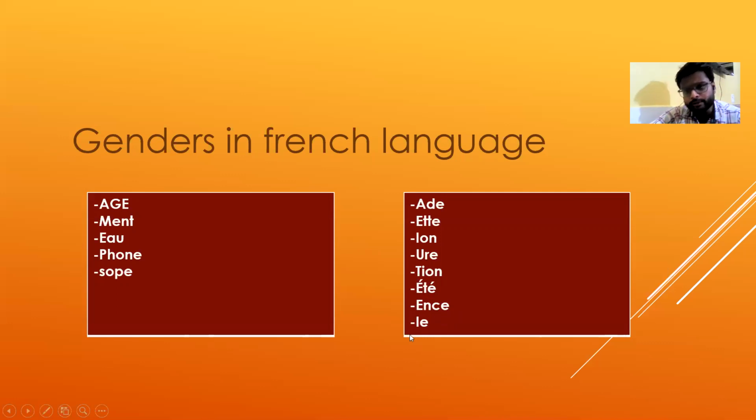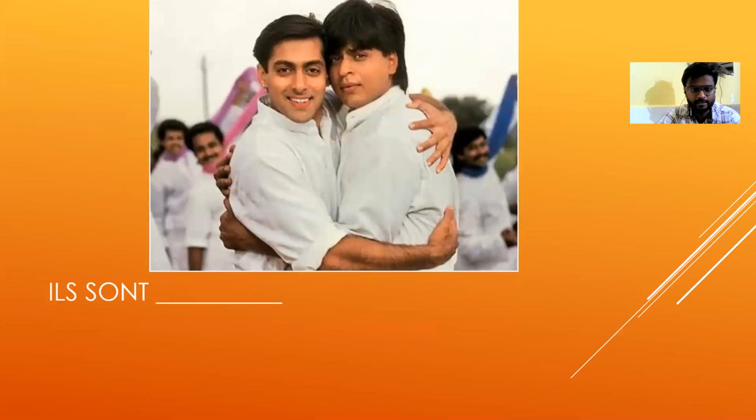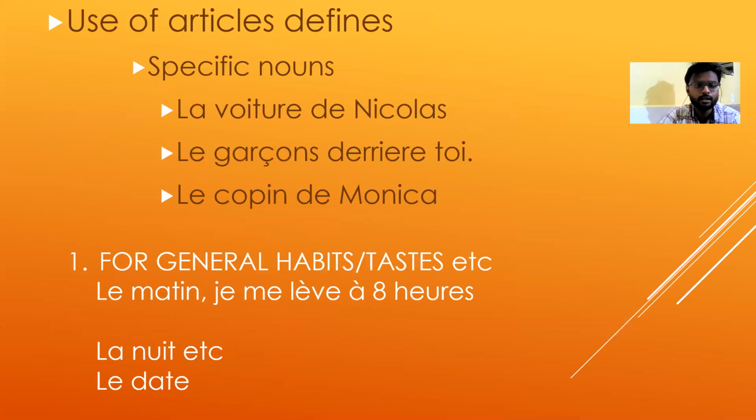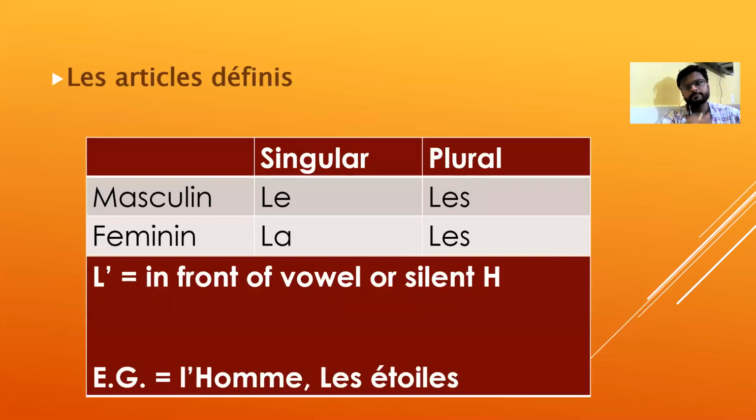So I want you to do one thing, that whenever you see a word, there are a lot of words where you won't be able to apply this rule. For example, stylo, la chaise. In these you won't be able to. But if you learn this table, then you will be able to distinguish between feminine and masculine words. Now this is from the last class. That's it from my side. Any doubt?